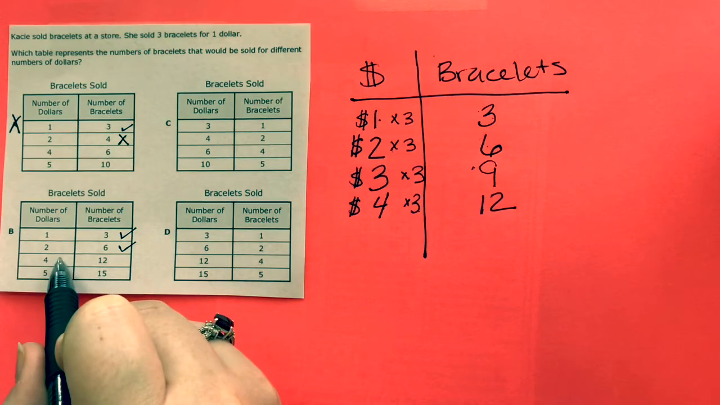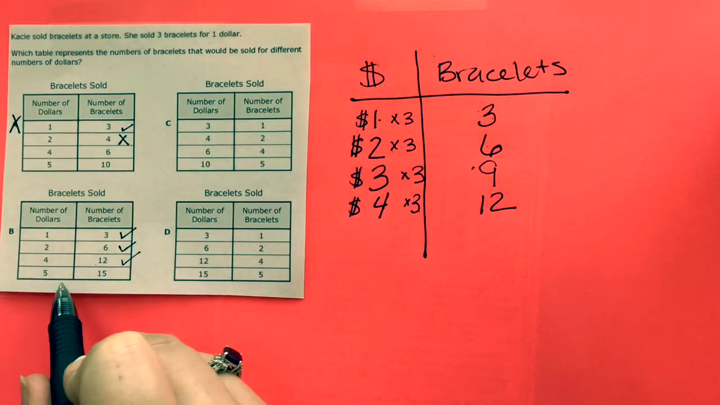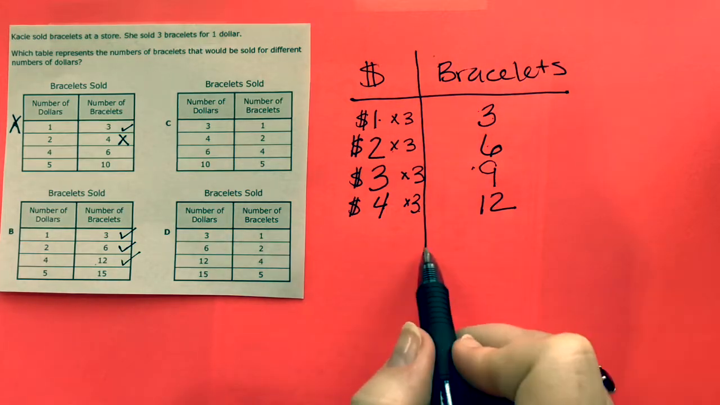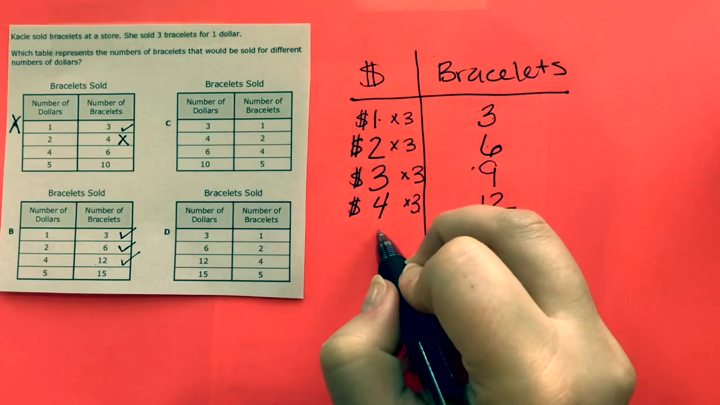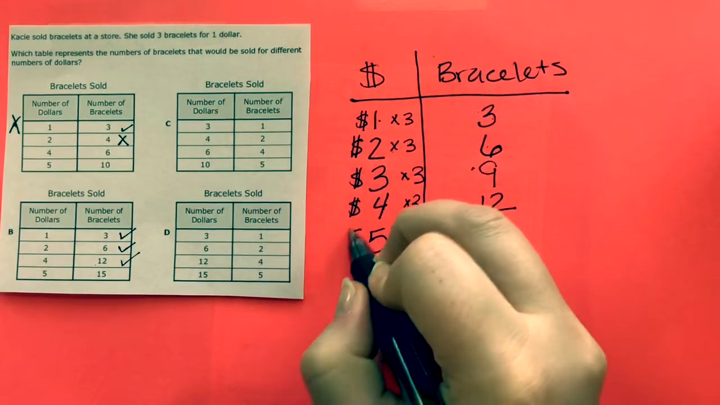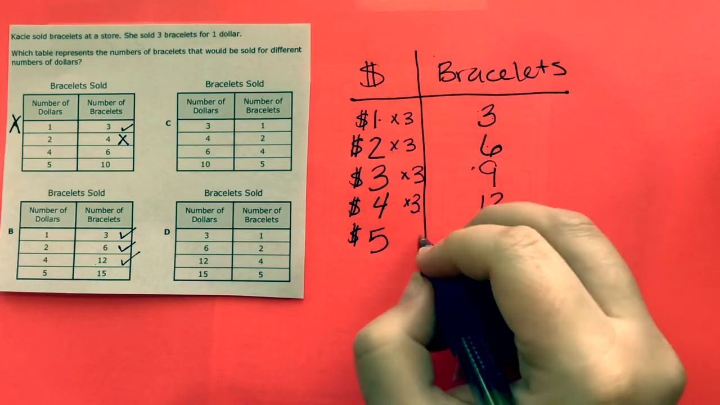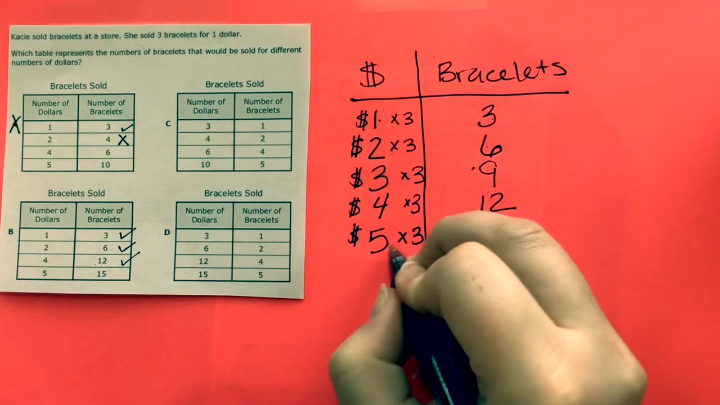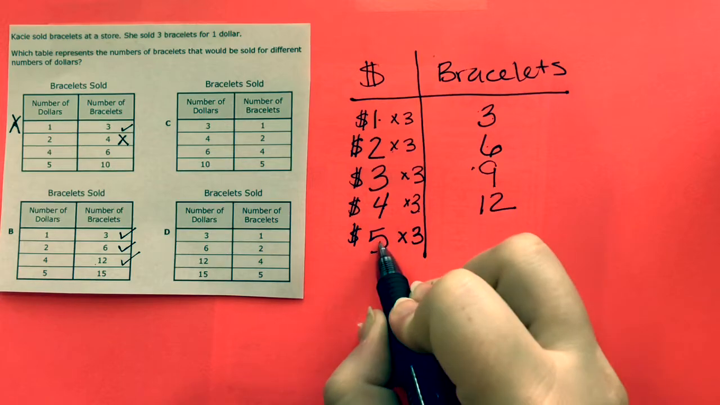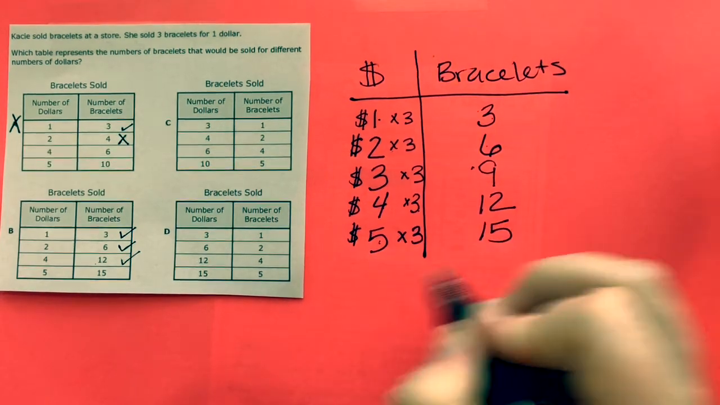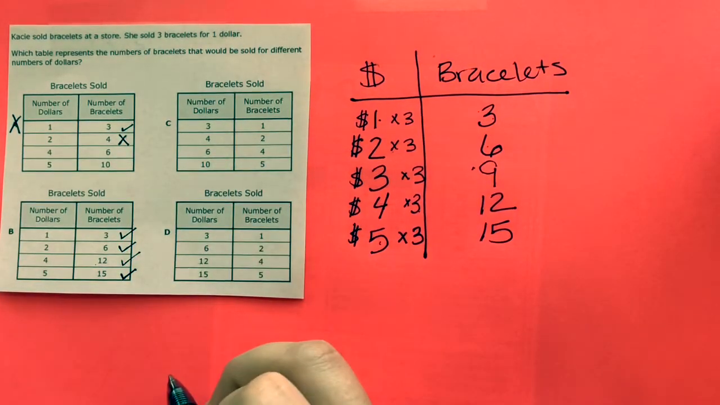$4. Well, again, 4 times 3 was 12. And $5. Well, let's see, I didn't go all the way down to 5, so let's check that one. If I'm making $5, how many bracelets would I want to do? Well, 5 times 3, I get 3 bracelets for every $1. So 5 times 3 is 15. So I know that that one's right.